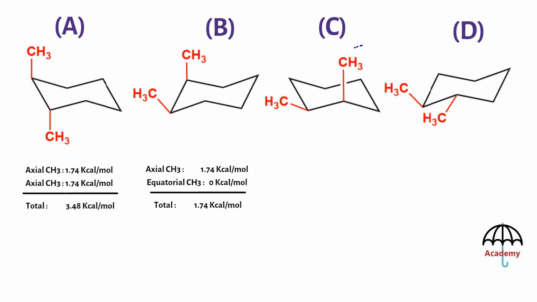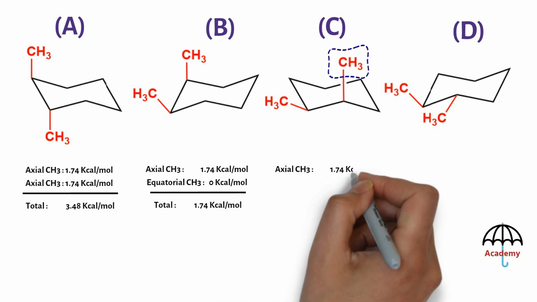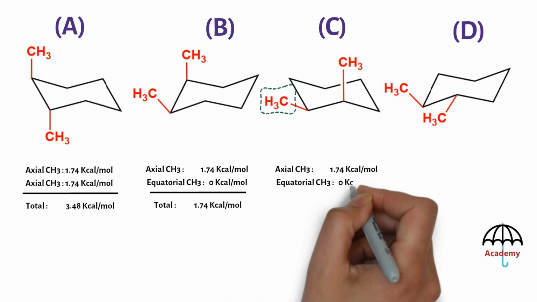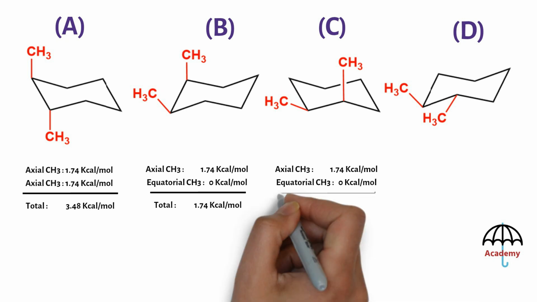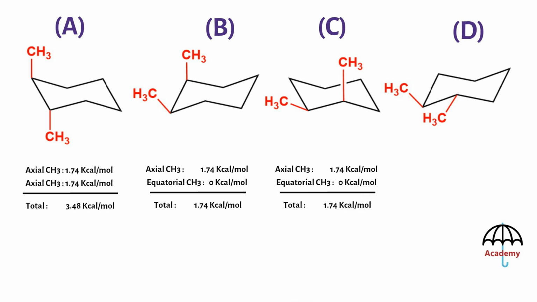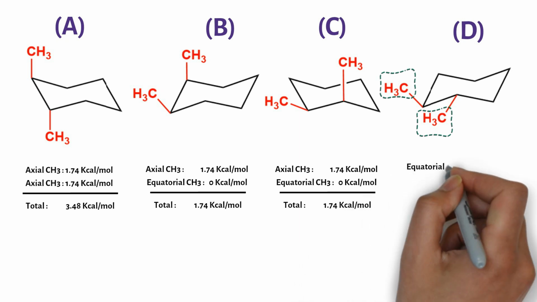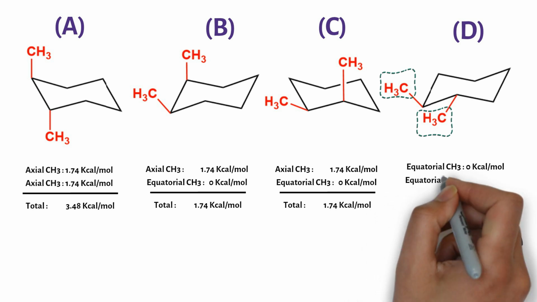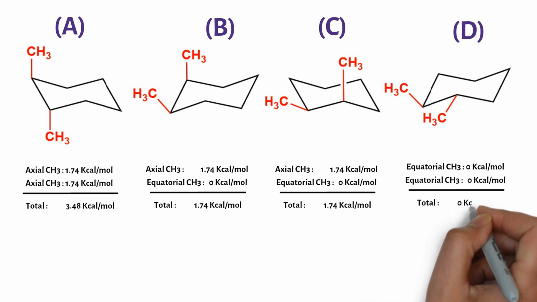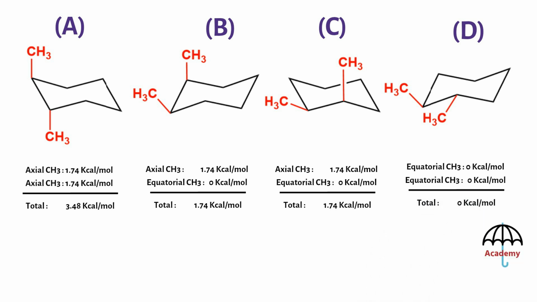In the conformer C, the axial methyl group contributes 1.74 kilocalories per mole. And the equatorial methyl doesn't contribute any torsional strain. Thus, the net torsional strain in this conformer amounts to 1.74 kilocalories per mole. In the conformer D, both the methyl groups are equatorial and hence do not contribute any torsional strain. Thus, the total torsional strain in this conformer is 0. Thus, based on the total values, we can say that conformer D is more stable than conformer B, which is equal in stability to conformer C, and both are more stable than conformer A.